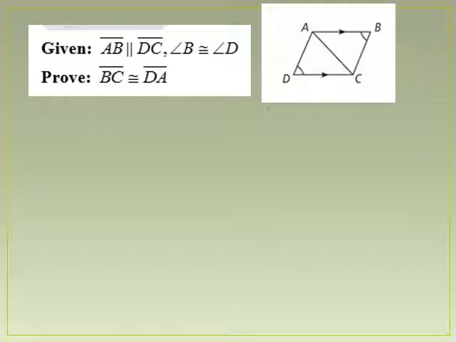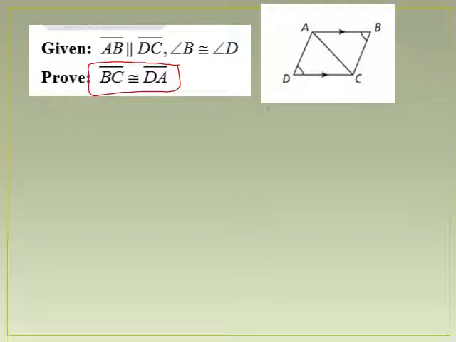All right, we are trying to prove BC is congruent to AD. Now, we know that AB and DC, those two segments, are parallel. We also know that angle B and angle D are congruent. It's marked on my picture already, so I don't have to actually add it.